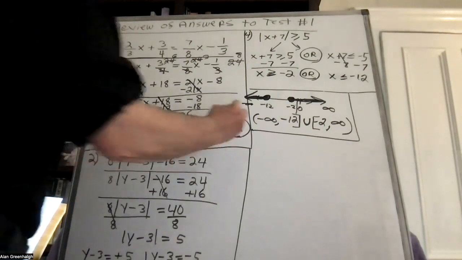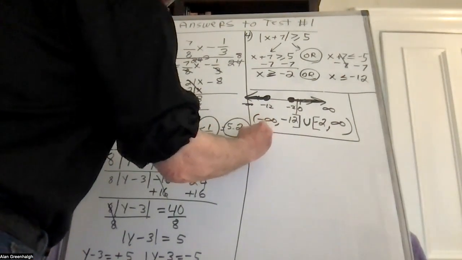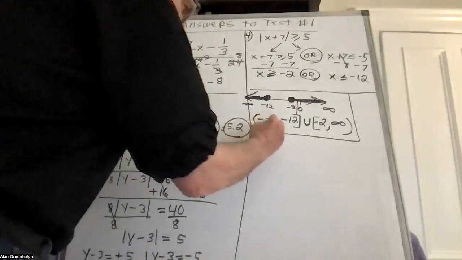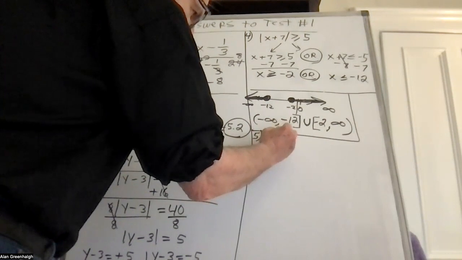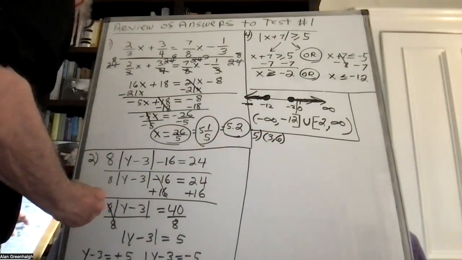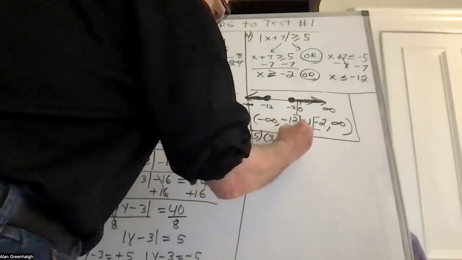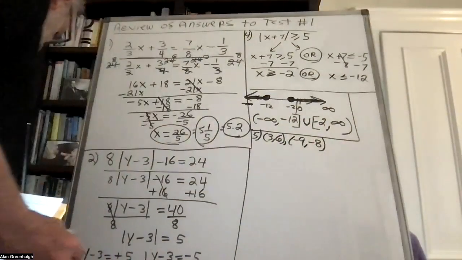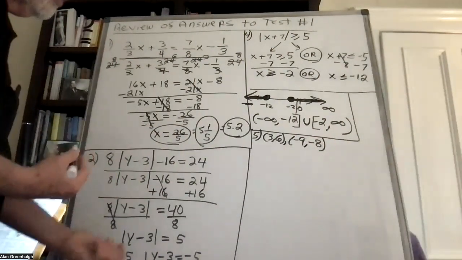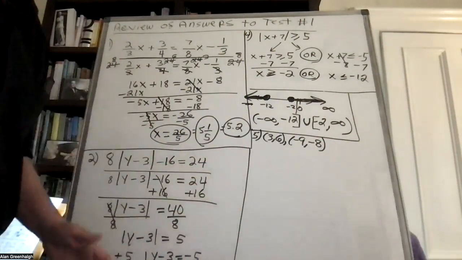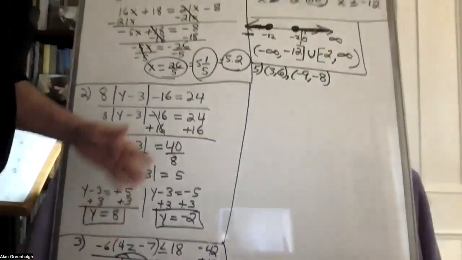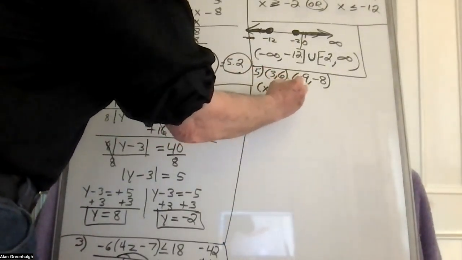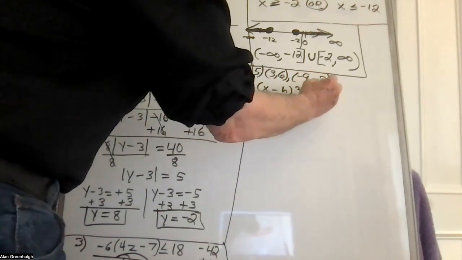Okay, problem number 5. You're given the endpoints of a diameter of a circle are (3, 6) and (-9, -8), and you're asked to write the equation of the circle. Now, you should begin this problem with the general form for the equation of a circle, and this would be it.